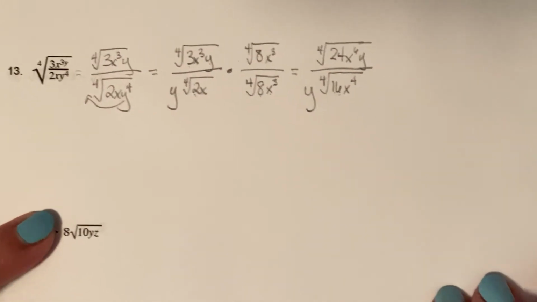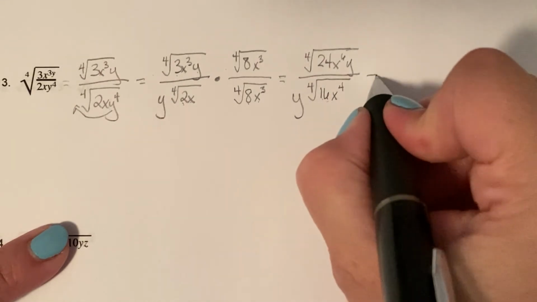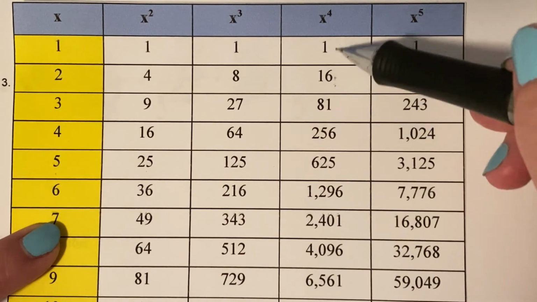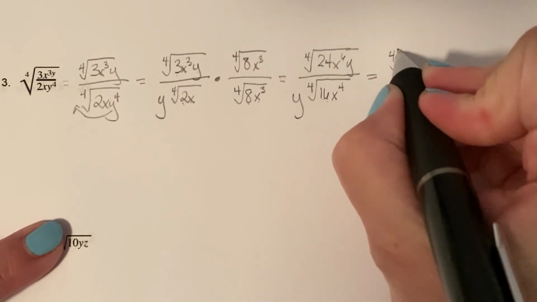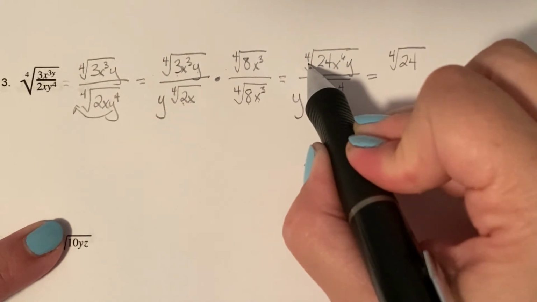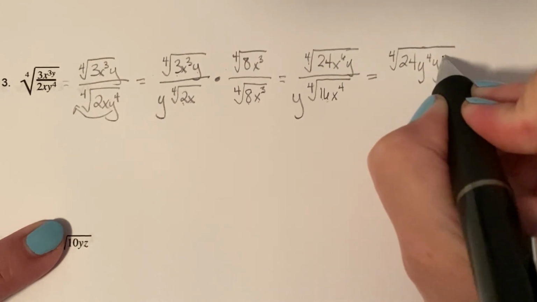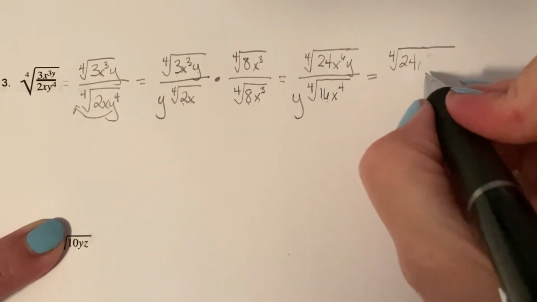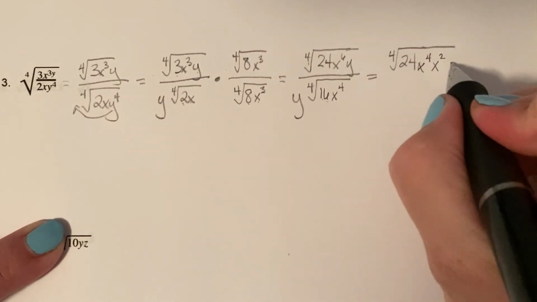Okay, now we reduce the radical. So what perfect fourth is 24 divisible by? Okay, look at our list of fourths. Is 24 divisible by any of these? No. Okay, so that can stay. Is 6 divisible by 4? No. So we have to break it down into x to the 4th times x squared. And the y will just have to stay.